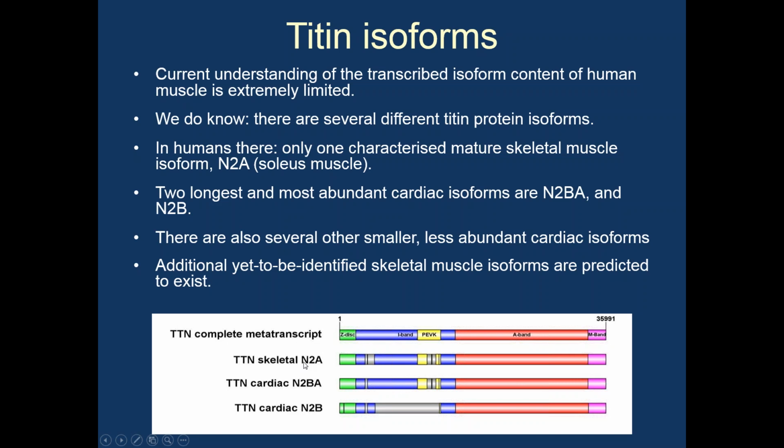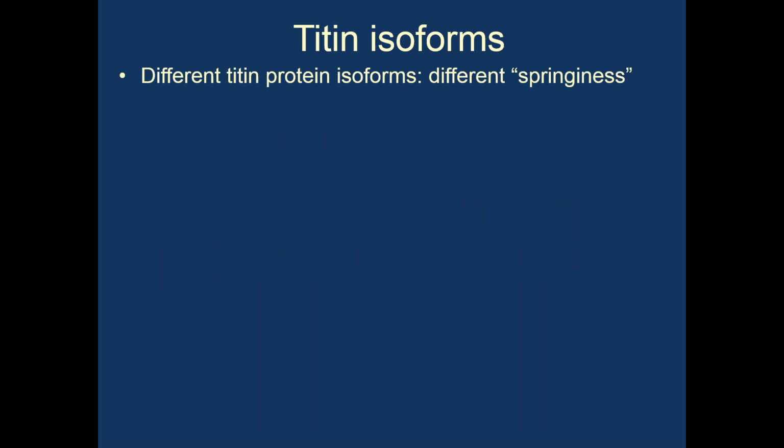And this is a picture of the titin skeletal isoform, N2A, and the grey bits in that are the bits that are missing in that particular isoform in terms of the code. So those parts of the recipe are actually missing. And these are the two most abundant and longest cardiac isoforms, N2BA and N2B. And you can see that N2B is actually missing quite a big chunk here in the I band, but N2BA is missing much less. So those are the main isoforms we'll be talking about during the course of this talk today.